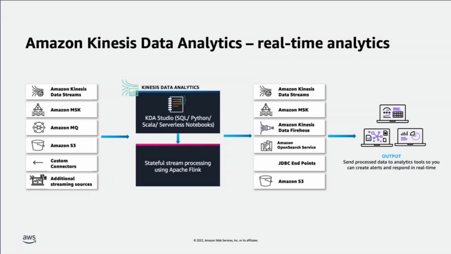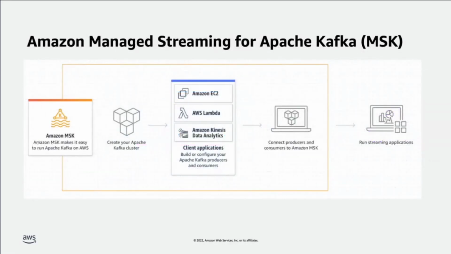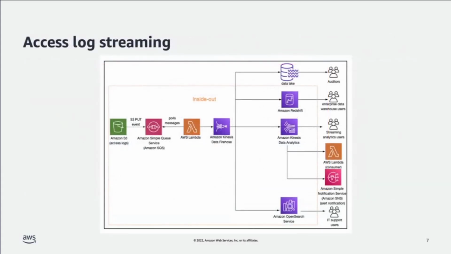Similar to Kinesis Data Analytics for Apache Flink, Amazon Managed Streaming for Apache Kafka, or MSK, is a fully managed service for running highly available, event-driven Apache Kafka applications. Amazon MSK operates, maintains, and scales Apache Kafka clusters, provides enterprise-grade security features, supports Kafka Connect, and also has multiple built-in AWS integrations. Now, let's review a few common streaming architecture patterns enabled by Amazon Kinesis and Amazon MSK.